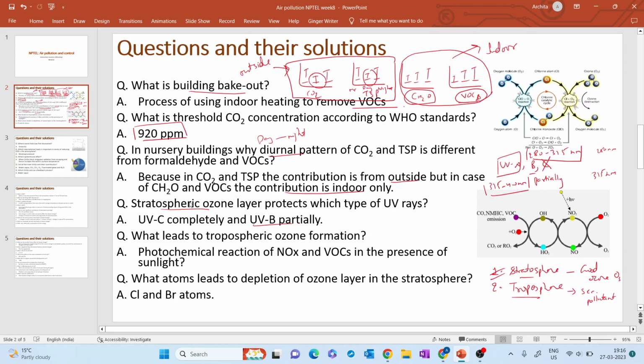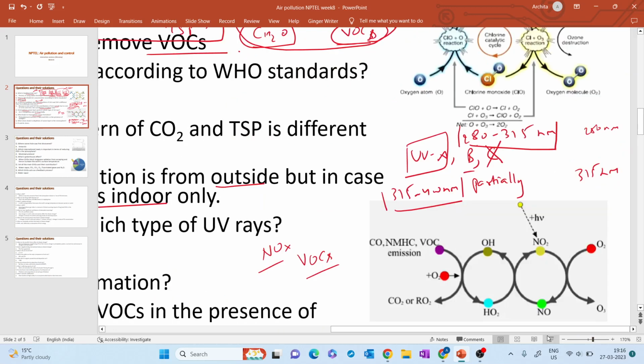So in the troposphere, how is ozone formed? You have NOx coming from vehicles or fossil fuel emission, and you have VOCs which can come from plants as well as from fossil fuels. These two react and lead to radicals which later form the ozone. So this reaction is shown here.